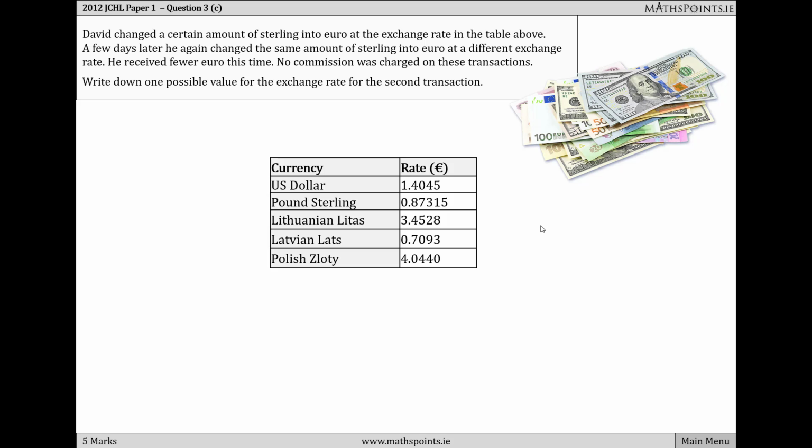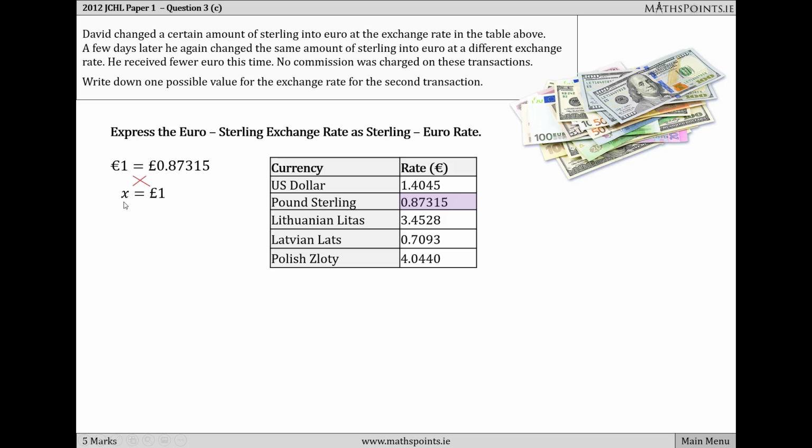What we're going to do is we're going to change the euro-sterling exchange rate into a sterling-euro rate because it's sterling that he's changing into euro. So if we line up that 1 euro is equal to 0.87315 pounds as given in the table, and we're interested in what amount of euros is equivalent to 1 pound. If we were to cross multiply, we'd see that x times 0.87315 is equal to 1 times 1. So 1 pound would be equal to 1 divided by 0.87315.